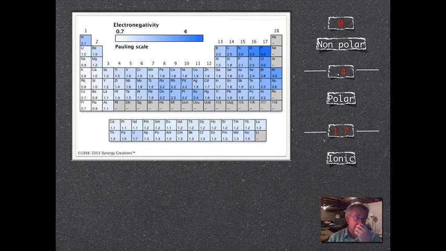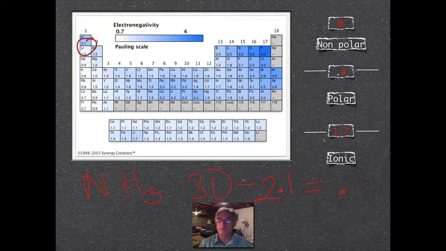Let's do one more. Let's say NH3. So we're going to do N, ammonia, H3. We know that if we go up to hydrogen, it's 2.1. And we're going to subtract that from nitrogen, which is 3.0. That will give us a 0.9, which would put it right up here again in the polar division.